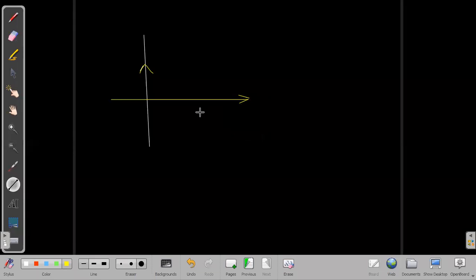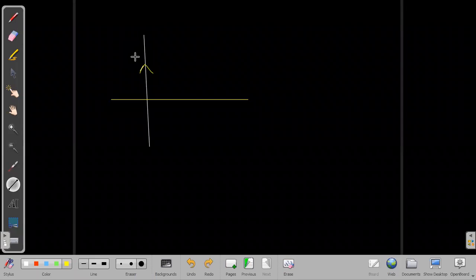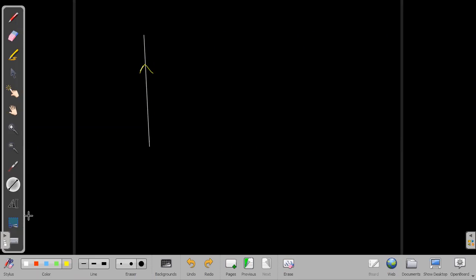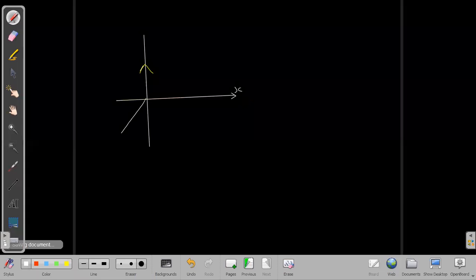This is the x-axis, this is our y-axis, and this is our z-axis. Current is going along the z-axis. Sorry, this is our z-axis and this is our y-axis. Current is going along the y-axis.